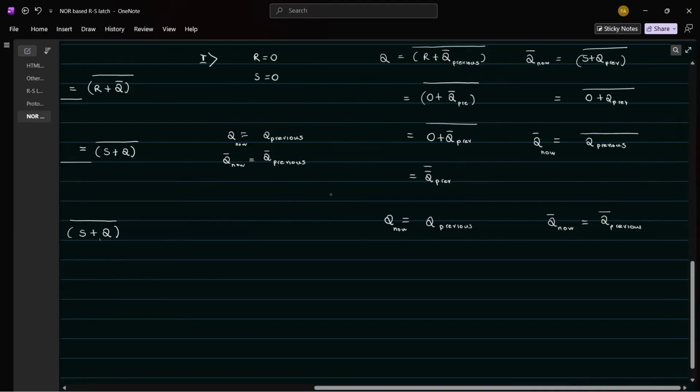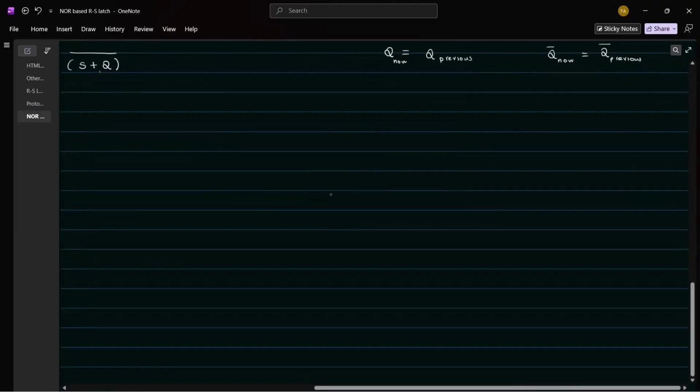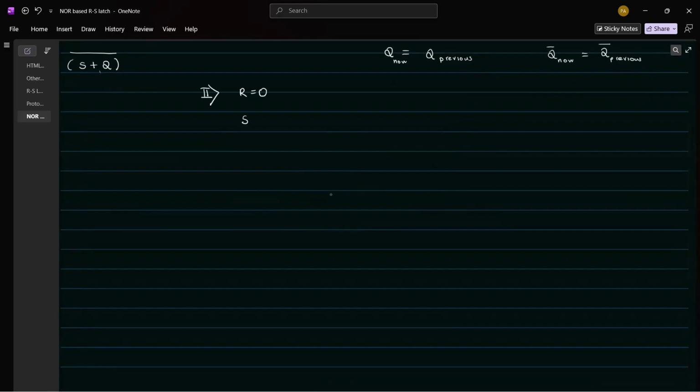Now let's go to the second combination, which is R is equal to 0 and S is equal to 1. What is the expected outcome? Q now should be equal to 1, and Q now bar should be equal to 0. Before we go into this, I'm going to teach you a short circuit.